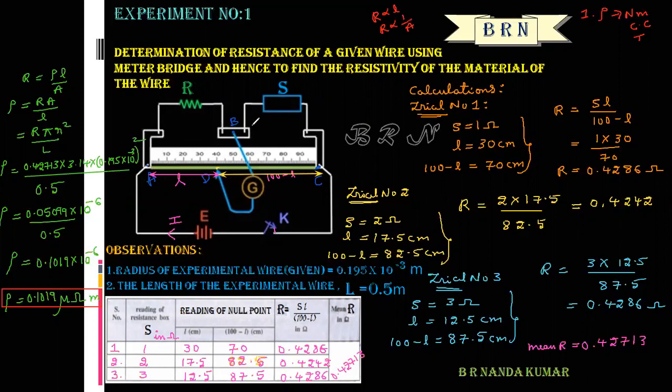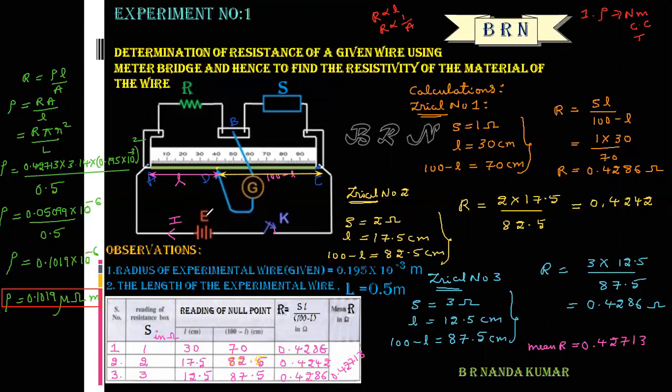In a balanced Wheatstone's network, what amount of current flows through the galvanometer? Zero. Suppose the galvanometer is replaced by a capacitor, what happens to the balancing condition? It will remain the same. If the galvanometer and cell are interchanged, what happens to the balancing condition? It will remain the same.